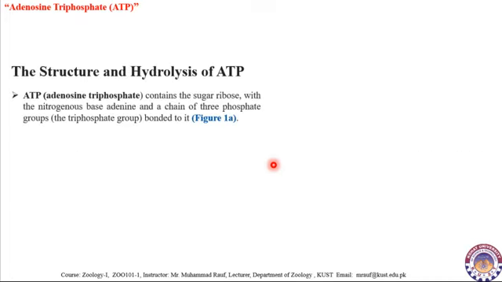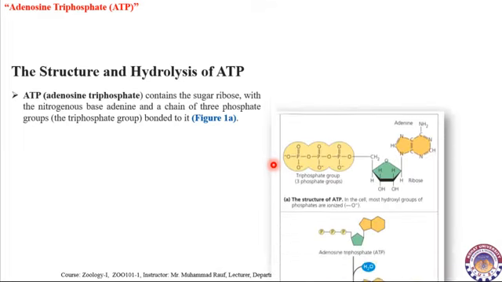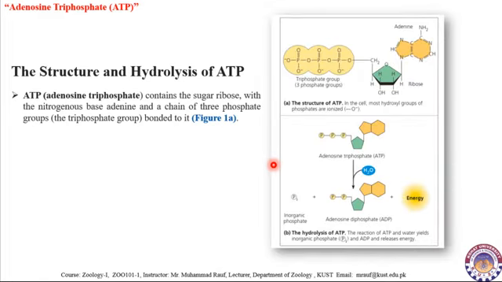Now, what does this remarkable molecule look like? ATP, which is abbreviated from adenosine triphosphate, contains a ribose sugar, a nitrogenous base, which is adenine, and three phosphate groups that are arranged in a sequence, and these are high energy phosphate groups. Their bonds store high energy, especially this third phosphate group.